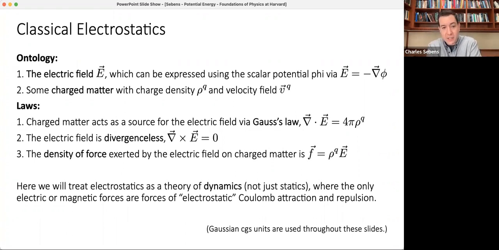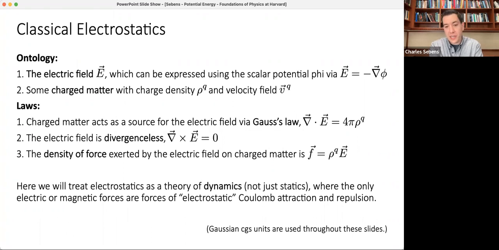That charged matter acts as a source for the electric field by Gauss's law. So del dot E is proportional to rho. The electric field is divergenceless. This would be two of your laws. They look like two of Maxwell's equations, but for electrostatics. And then you have a force law saying how the electric field exerts forces on matter.